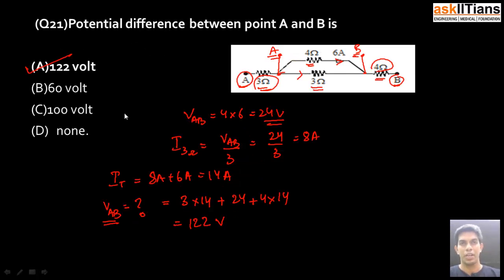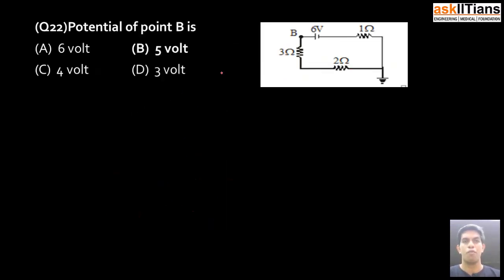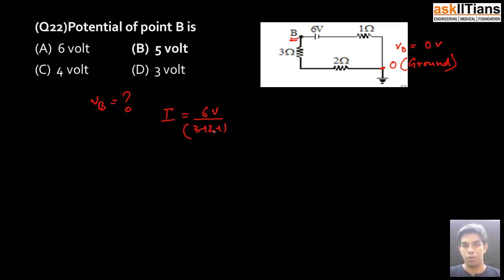Moving on to the 22nd question, it says potential of point B is. So this is my point B. Let's call this point as O, and as we know this is grounded, so potential of this point VO is equal to 0 volt. We need to find out what's VB, potential at point B. For solving these kinds of problems, again we need to find out the current in the circuit. So current in the circuit, I, is equal to 6 volt divided by 3 plus 2 plus 1 ohm. So this is equal to 1 ampere.